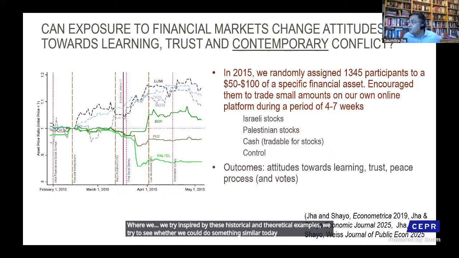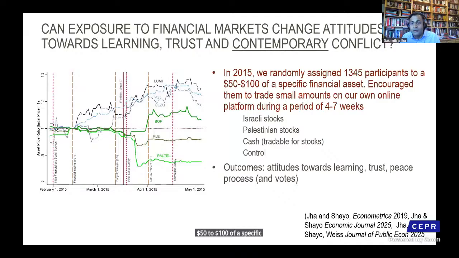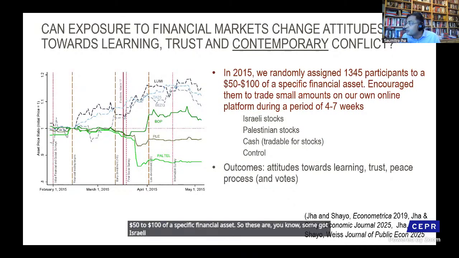So, for example, in Israel, what we did in 2015 is we randomly assigned more than 1,000 participants to get $50 to $100 of a specific financial asset. So some got Israeli stock, some got Palestinian stock. There's a control group where we're just tracking their attitudes separately. And they're encouraged to trade small amounts, only 10% of their portfolio, on our online platform for a period of 4 to 7 weeks.